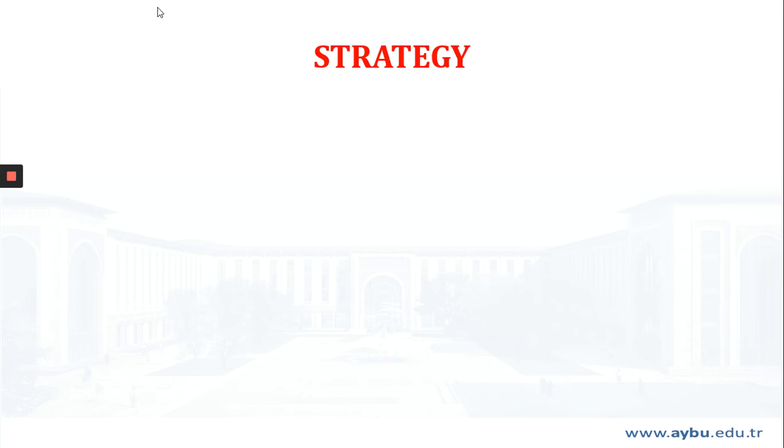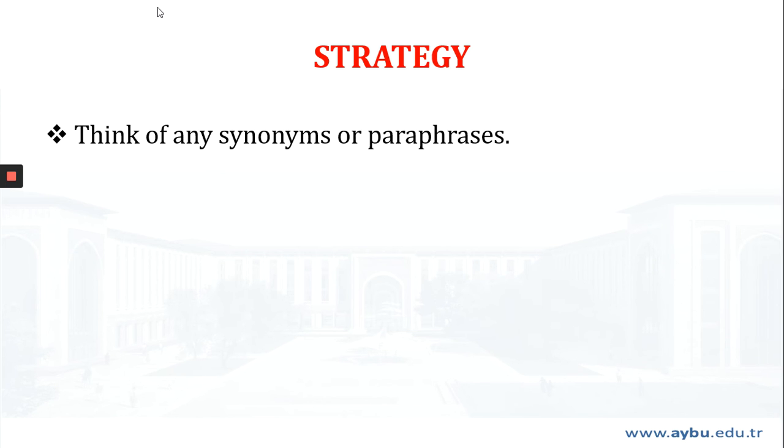And let's continue with the strategy. The next one is think of any synonyms or paraphrases. As I told you before, this is quite important because we mostly don't write the exact words in the listening. Because when we write the exact words, we don't test your listening, but we test whether you hear a word or not. Okay, and the next one is that you should predict the answer.